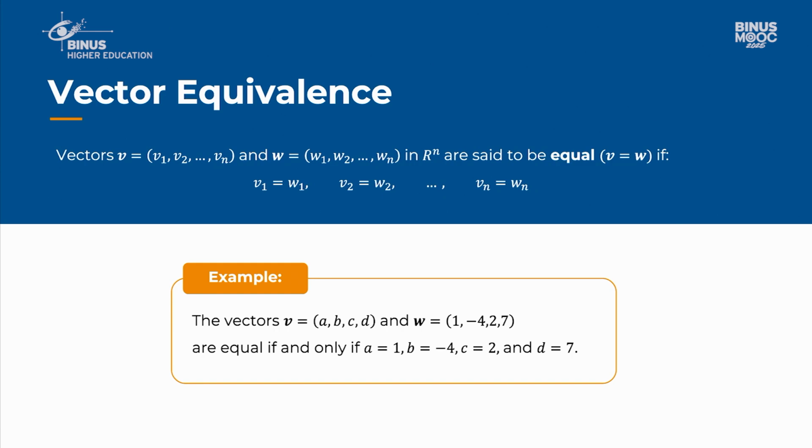For vector equivalence, the vectors v and w in Rn are said to be equal, or v equals w, if all the components in corresponding positions are equal. So v1 equals w1, v2 equals w2, and so on until vn equals wn. For example, the vectors v = (a, b, c, d) and w = (1, -4, 2, 7) are equal if and only if a is equal to 1, b equals -4, c equals 2, and d equals 7.